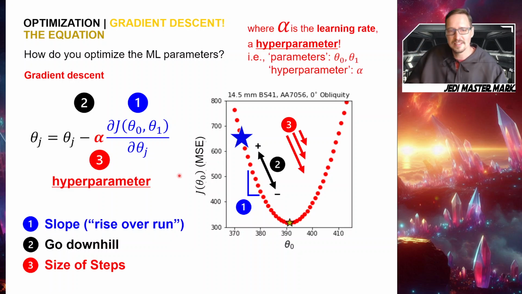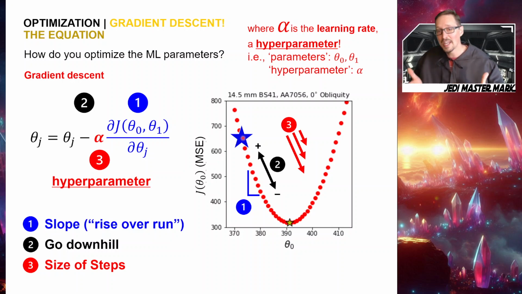And the last is this hyperparameter alpha. This is really the size of the steps. If you start here at the blue star, you now know the slope and you know the direction, but you don't know how far you should go. That's where alpha comes into play. Alpha is going to tell you if you want to step in small increments as you go towards this optimal value, or very large increments.